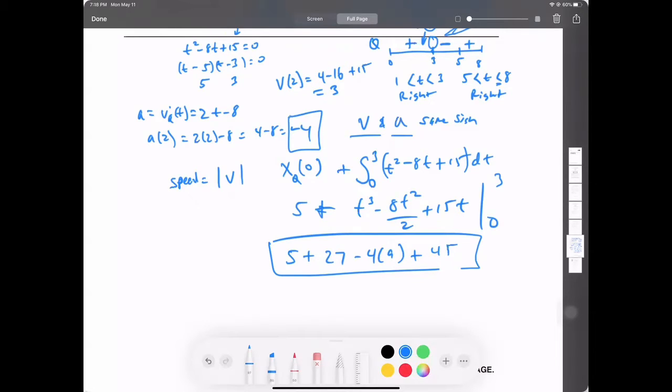Oops. T cubed, oh, thank you. T cubed over 3.